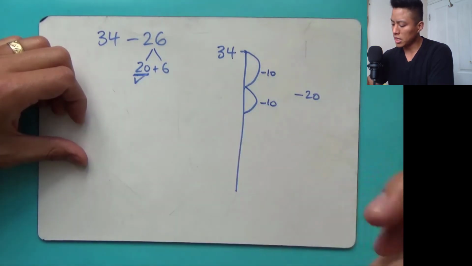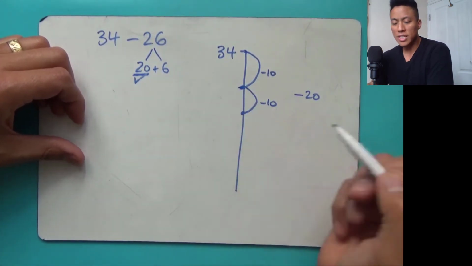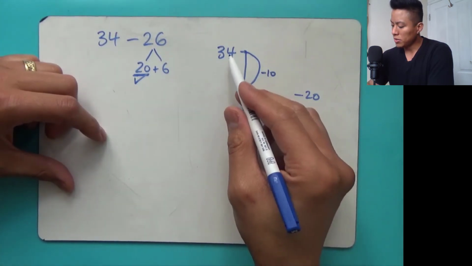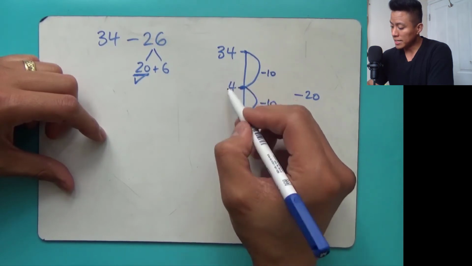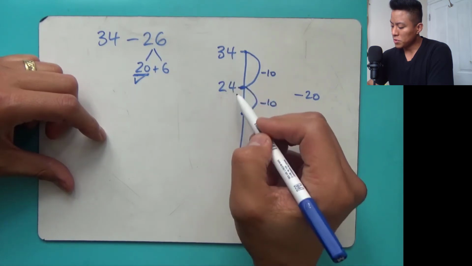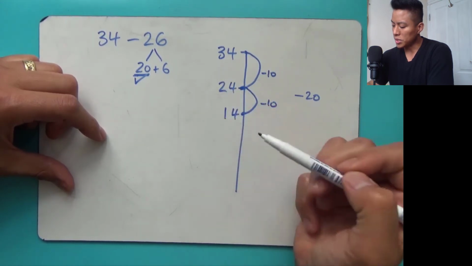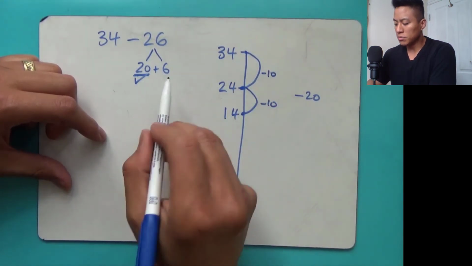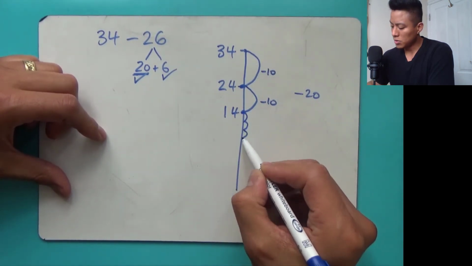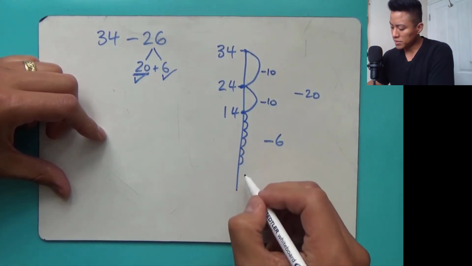I've done that. Tick. It's important to label after you've done your jumps of 10s, just so that you can keep track of what you've done. Okay, 34. I know that I'm subtracting 10s, my 1s stay the same. The only thing that changes is the 10s. Okay, so 34, 24, 14. And then I'm going to jump 6 ones here. So here we go, 1, 2, 3, 4, 5, 6. So that's my jump of 6.